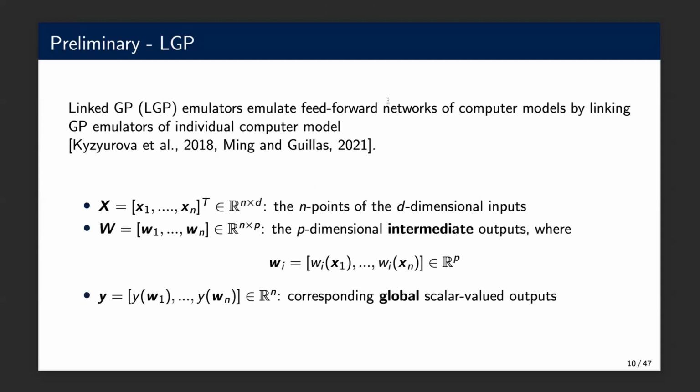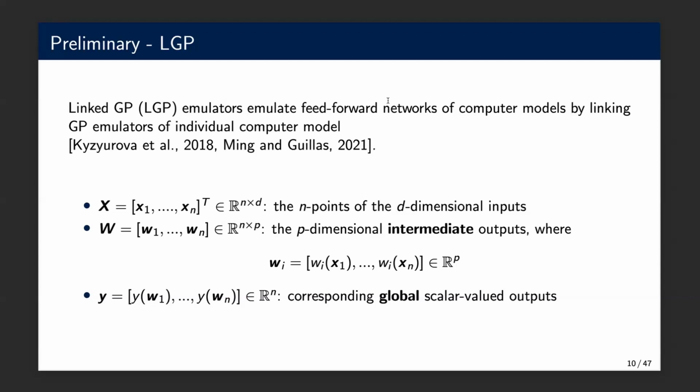Then I will talk about the linked GP, which is a narrower application of the GP, which emulates feed-forward networks of computer models, which means we have lots of computer models coupled together. The output of the last one will be the input of the next one. So we can build a GP emulator for each of the computer models and couple them together. In previous works, researchers showed that given certain kernel functions, we can derive an analytical approximation of the global output.